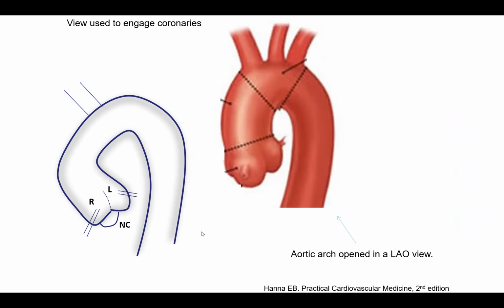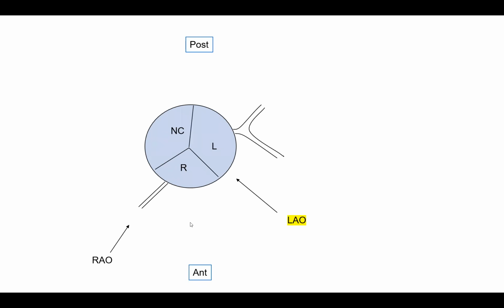Another important hint is on an axial level. What view do we need to engage the right and the left coronary? This is an axial cut at the level of the sinuses of Valsalva. So it shows you why LAO, left anterior oblique, is the best view to engage the coronaries.